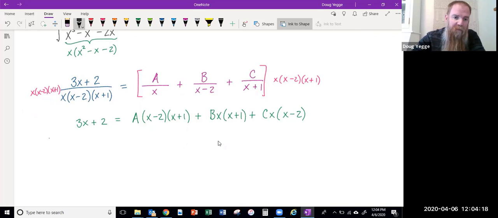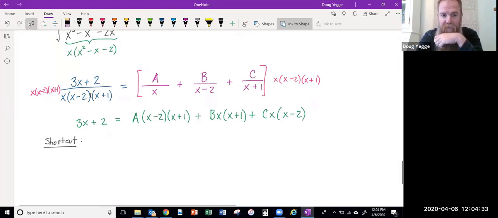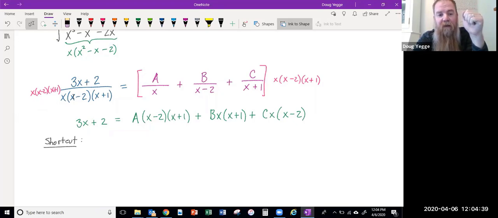The shortcut basically allows us to automatically solve for the individual values. And you could do this shortcut if the denominators are distinct factors like this. You could do this shortcut if they're repeated factors. You could do the shortcut if it's irreducible quadratics. But it turns out that this shortcut works best when they're all distinct factors in the denominator, when all of these factors are different.